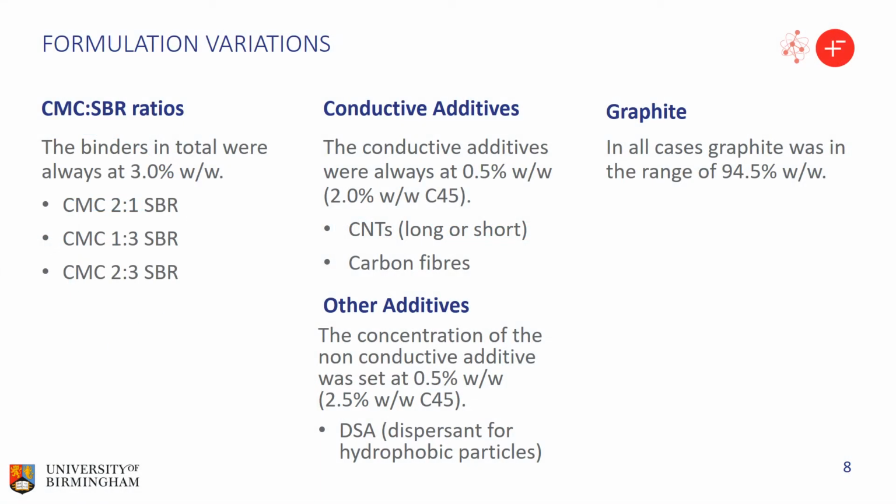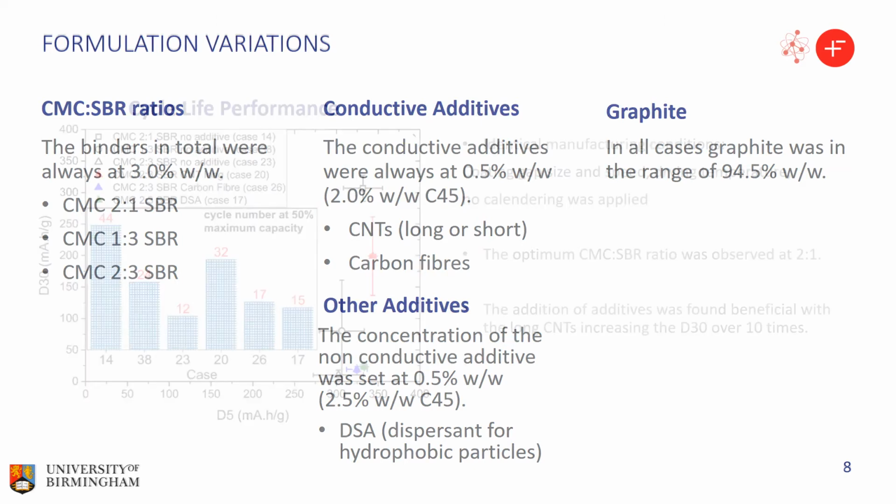In the formulation analysis that we conducted, we examined three different CMC and SBR ratios, and then three types of conductive additives, long or short carbon nanotubes and carbon fibers, and also a non-conductive additive named DSA, which is a dispersant for hydrophobic particles. In all these cases, the graphite concentration was around 94.5%.